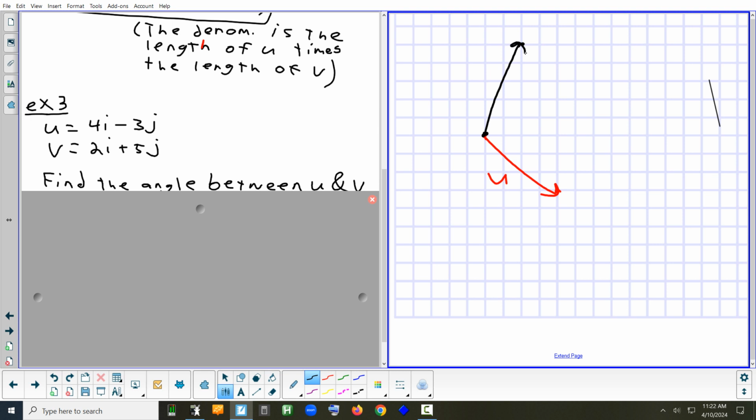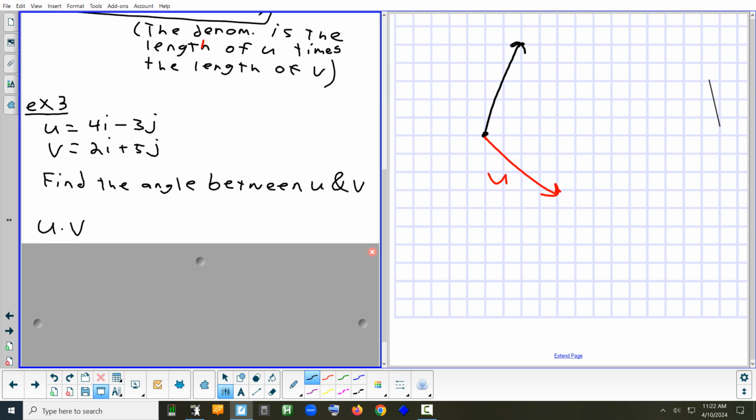What does it look like the angle is between those two vectors? Roughly, obtuse. Can you throw a number on it for me? Maybe around 100. It's more than 90, but it's not 180, so it could be around 100. Now let's find it and see if it looks like we did it right.